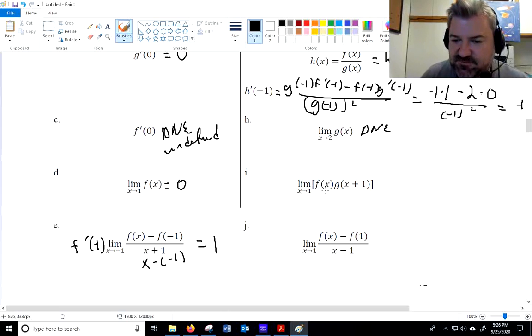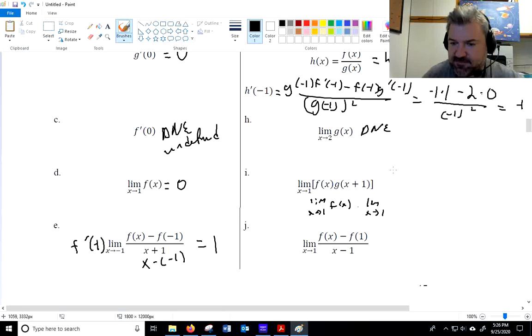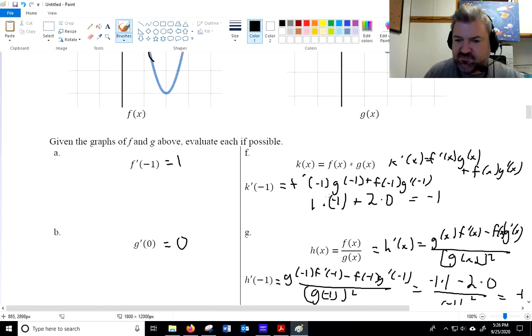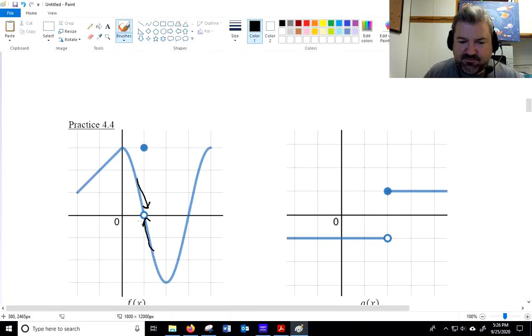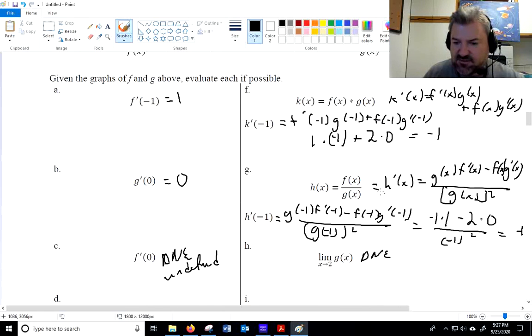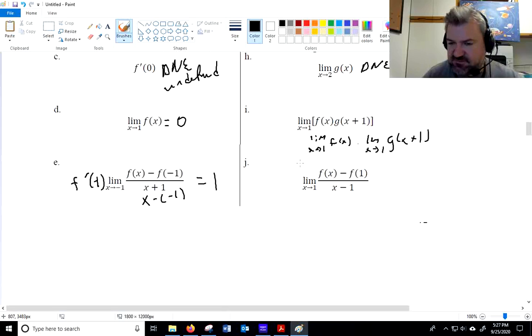What is the limit as x approaches 1 of f of x times g of x plus 1? All right, well, let's split this limit up. The limit as x approaches 1 of f of x times the limit as x approaches 1 of g of x plus 1. So the limit as x approaches 1 of f of x. Can we evaluate that? Well, yeah, pretty easily. We did that earlier, right? From the left, it's 0. From the right, it's 0. So I think very confidently this is 0. Agreed?